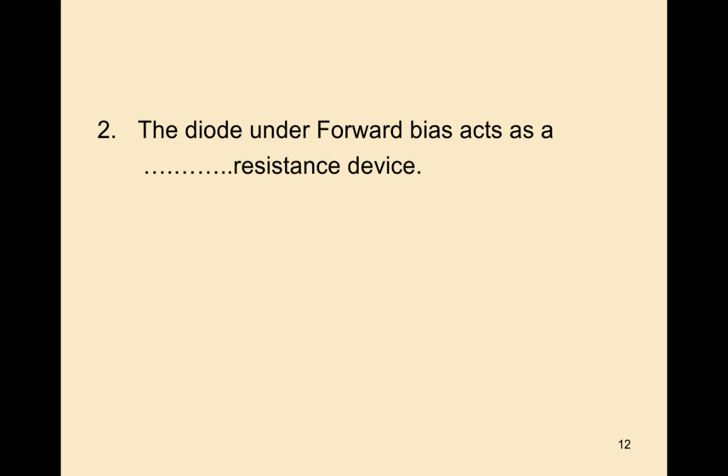The diode under forward bias acts as a low resistance device. The correct answer is what? Low resistance device. The diode under forward bias acts as a low resistance. Why? Because the maximum current will flow in the diode. So the resistance is low when the diode is in forward bias.